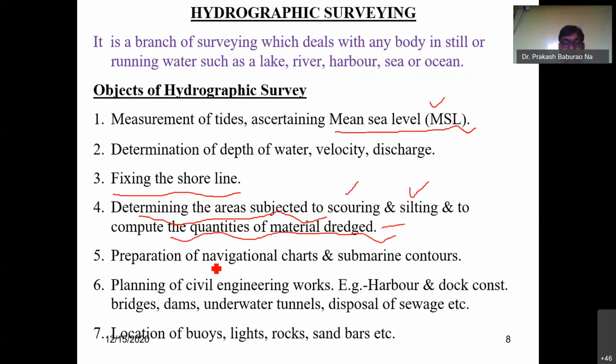Another aspect: while designing any harbor stations, you have to prepare the navigational chart, which gives the information about the water body, also the submarine contour. Then you have to go for the planning of civil engineering work, for example, harbors, docks, jetties and wharves, as well as dams, underwater tunnels, disposal of sewage, also the location of the buoy. This is also utilized as an identification tool for navigating the ships, and the light pole is also located at any harbor station. That is the landmark, then rock and the sandbar.